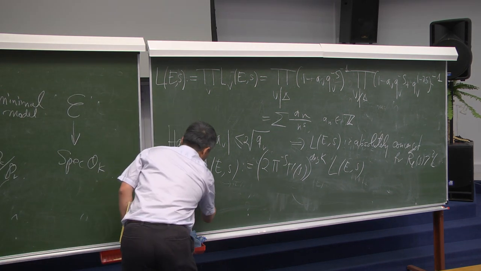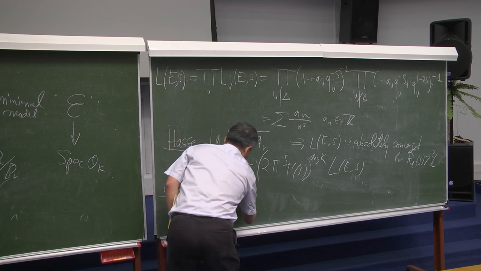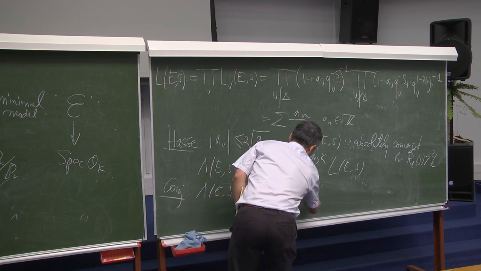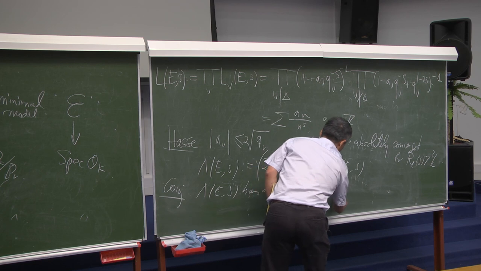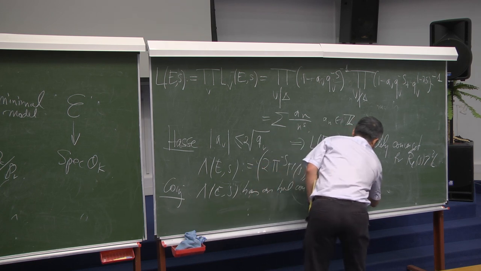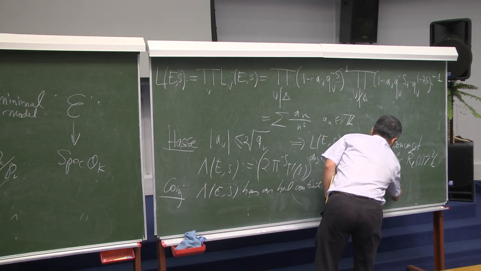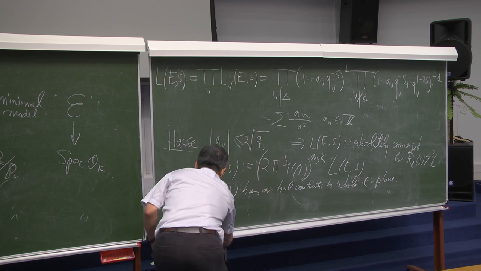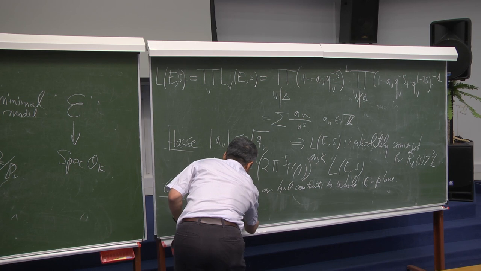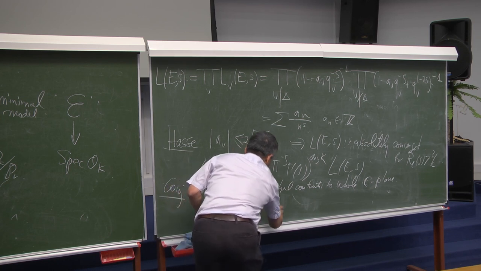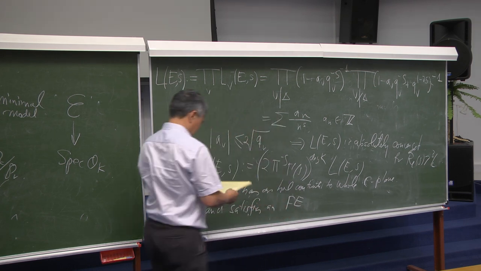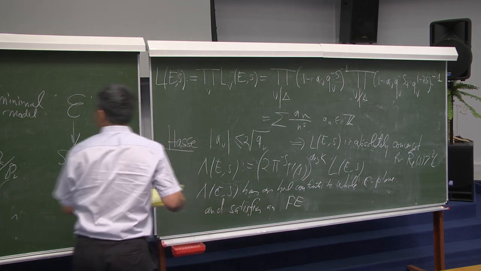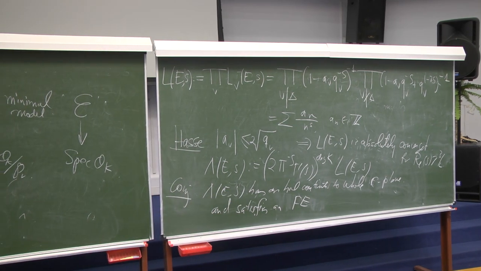So the big conjecture will be called the Hasse-Weil conjecture: lambda(E,s) has a holomorphic continuation to the whole complex plane and satisfies a functional equation. And this equation can be written down precisely like this.